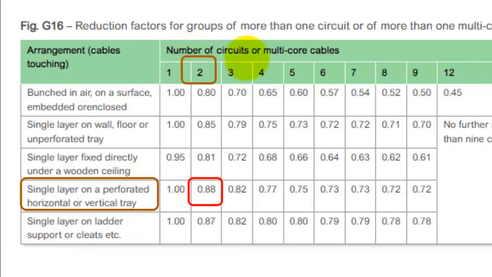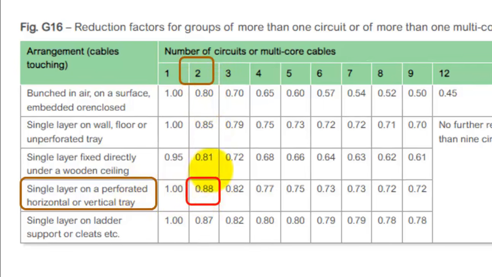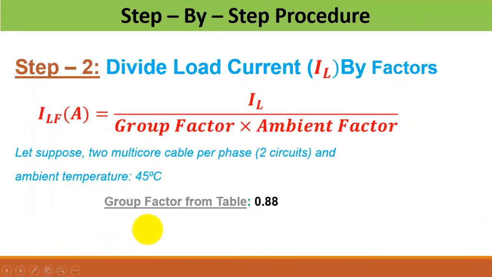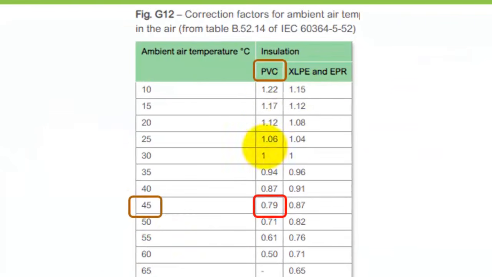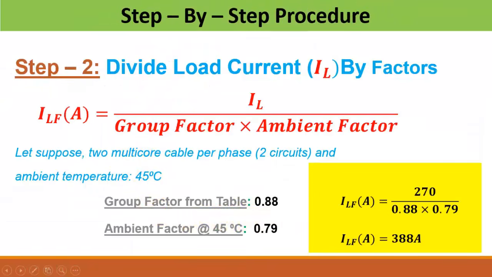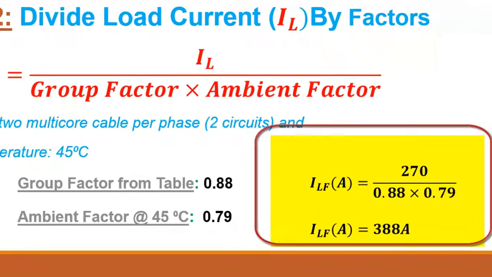Next is to select number of circuits. In our case, since I am using 2 multi-core cables, there are 2 circuits. The value of group factor is 0.88. Next, refer to the table for ambient temperature factor. Here you can see a table. Select 45 degrees Celsius. The factor comes out to be 0.79 for PVC cable. Putting all values in the formula, the total load current now becomes 388 amperes.